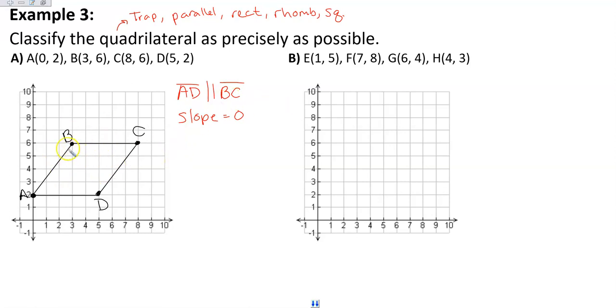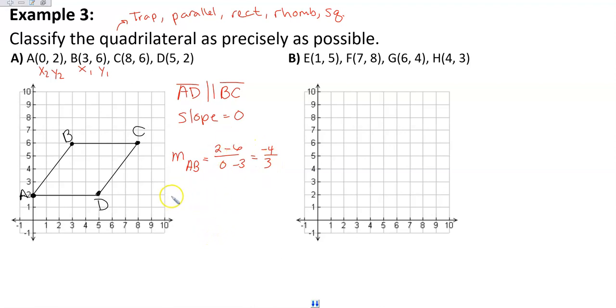So what we're going to look at here is I'm going to find the slope of AB. I'm just going to do x2, y2, x1, y1. And remember, y's on top. So it's 2 minus 6 over 0 minus 3, which is going to be negative 4/3.